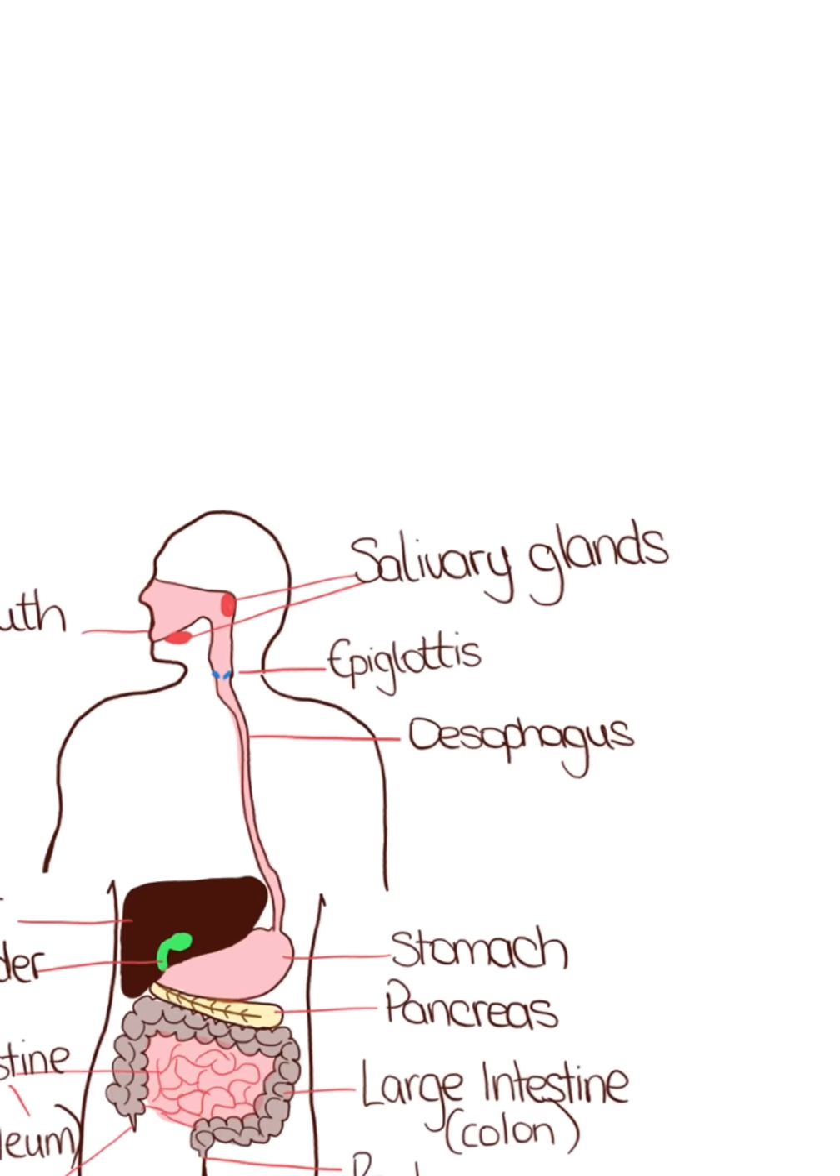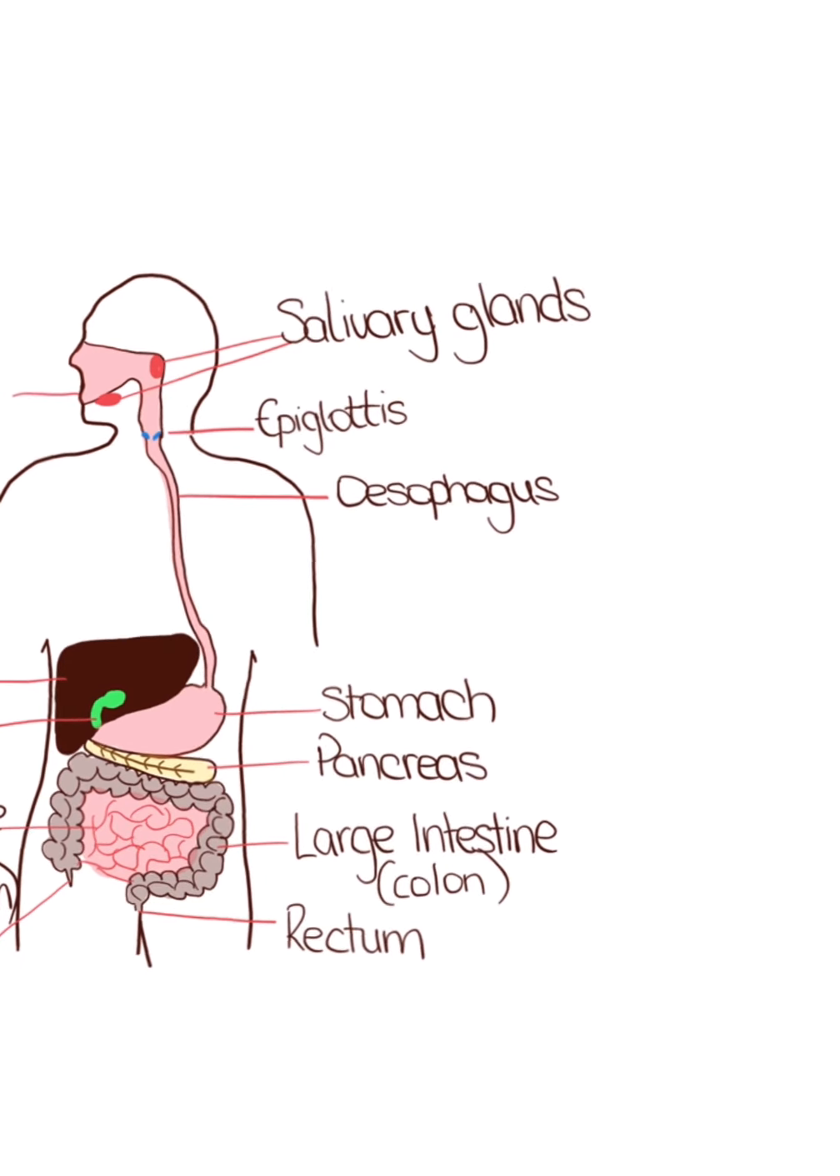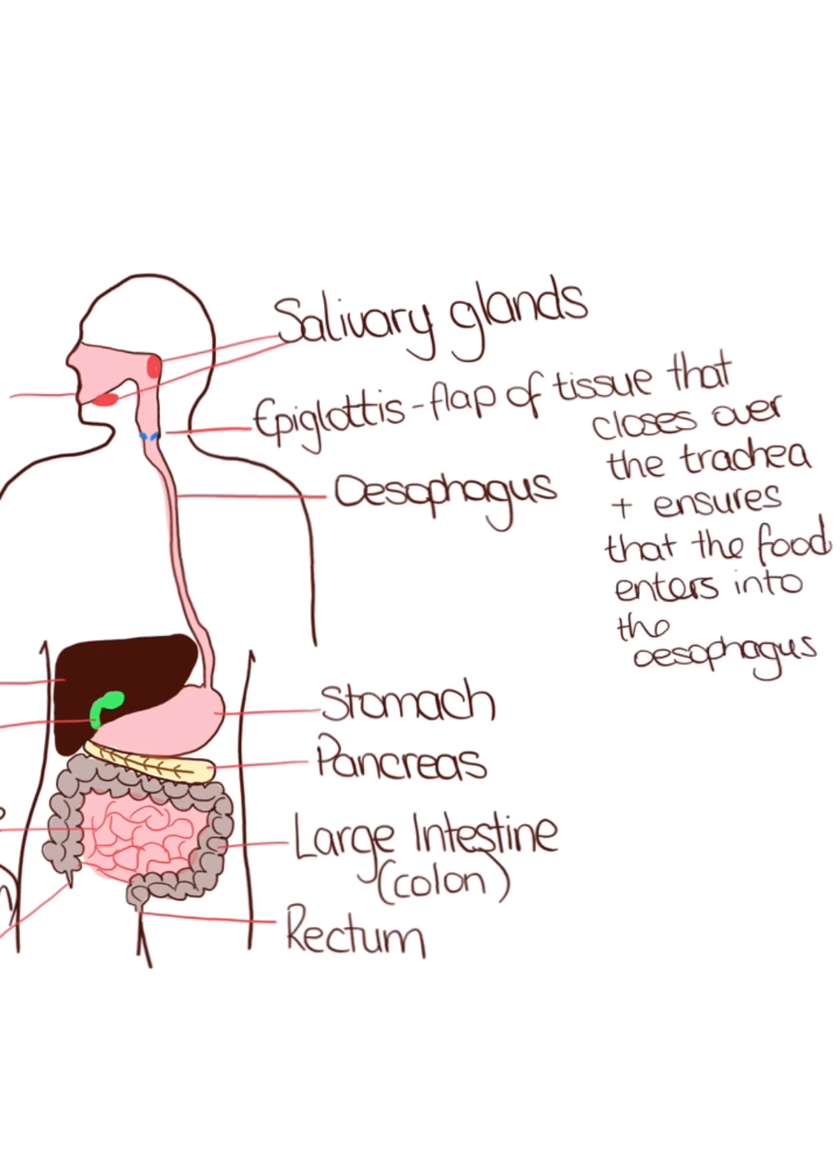The salivary glands produce saliva. Saliva consists of water, mucus, lysozymes and amylase. Lysozyme is an enzyme that can kill microorganisms. Food then passes through the epiglottis. The epiglottis is a flap of tissue that closes over the trachea or the windpipe and ensures that food passes down into the esophagus.